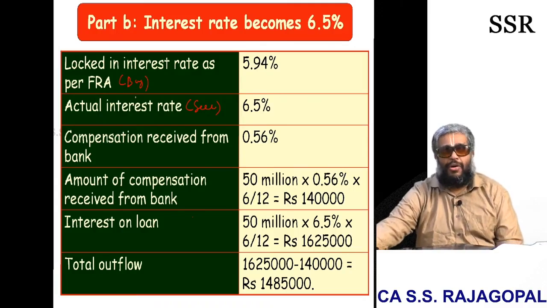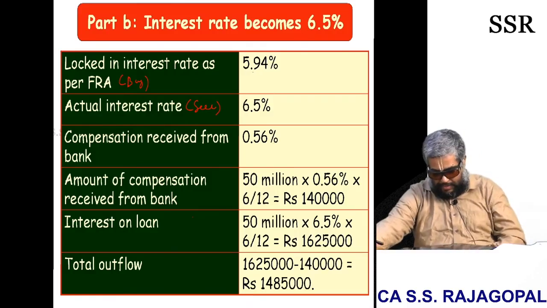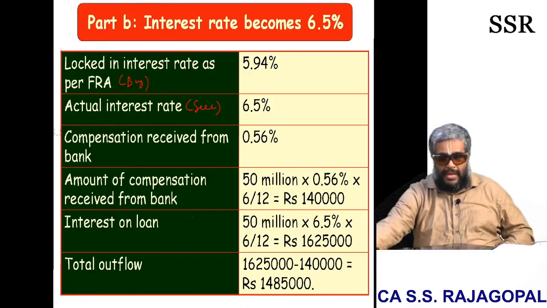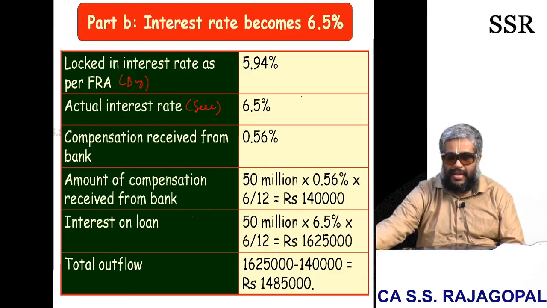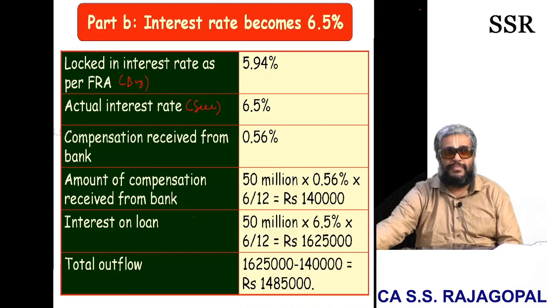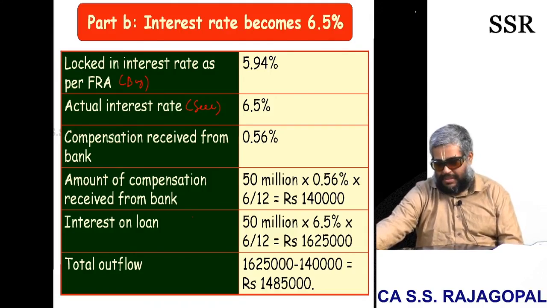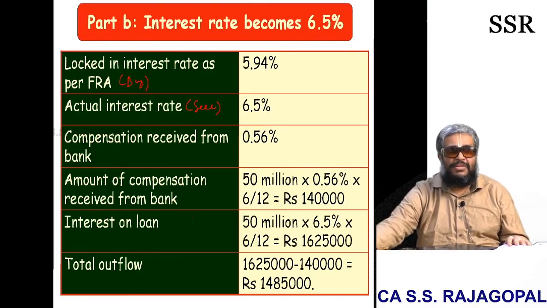If it is to be paid on fixing date, that is third month, then the present value of 1,40,000 discounted at 6.5% for 6 months should be paid by the bank.